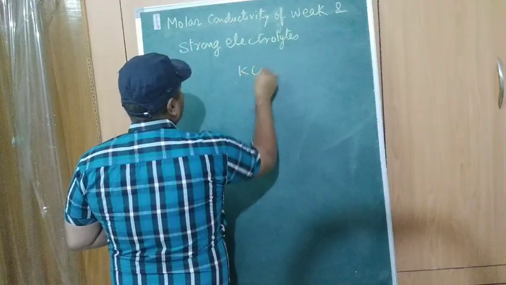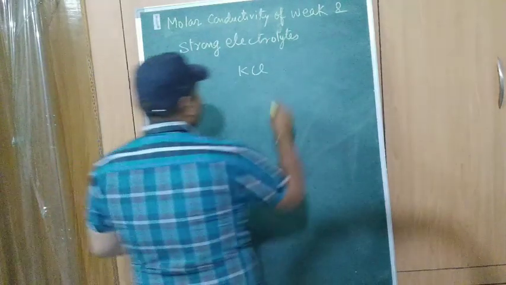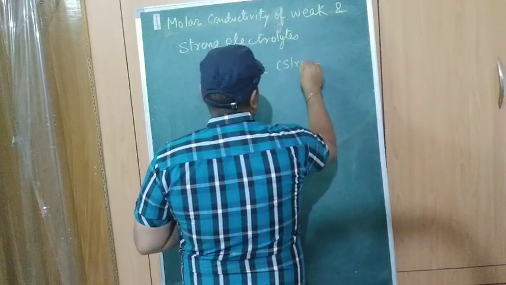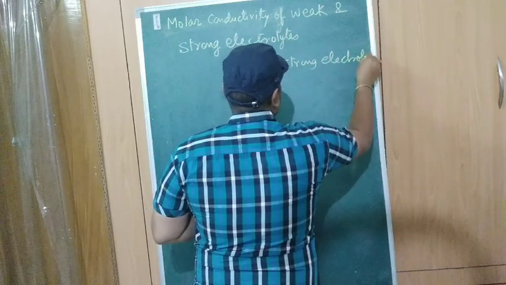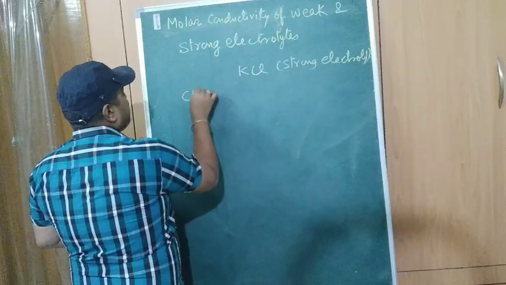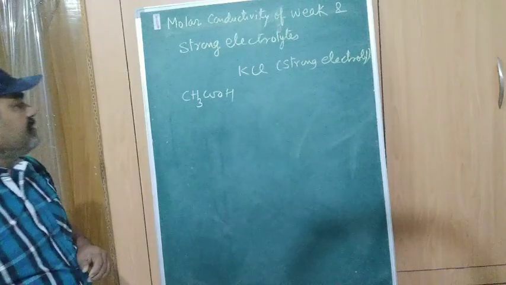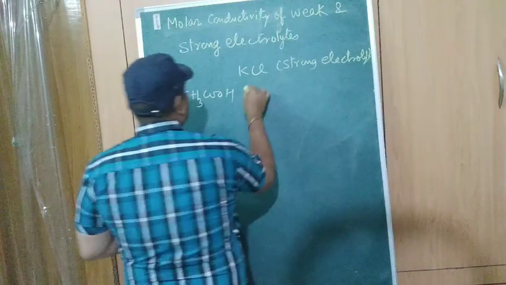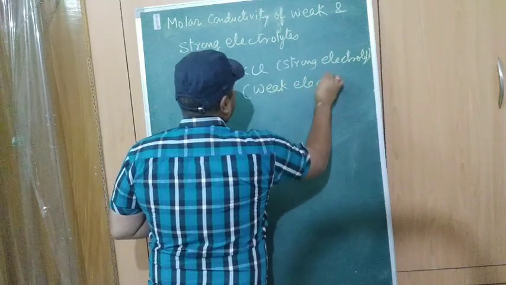For this, we take two examples. Potassium chloride is a strong electrolyte, and we take acetic acid, which is a weak electrolyte.